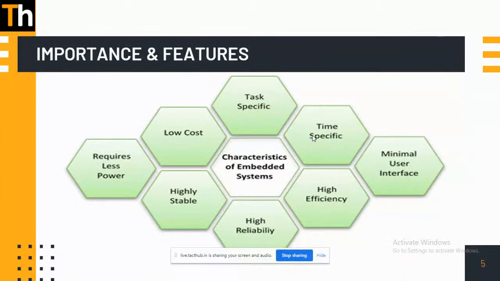Now, naturally, every coin has two sides. There are importance and features, there are advantages, but there are certain disadvantages also. The main one is that it's task specific. Suppose I have purchased a camera, a Nikon D3000. The features of the D3000 are already specified. I cannot opt for another high-end model just by changing software, because the software and hardware are designed according to that.